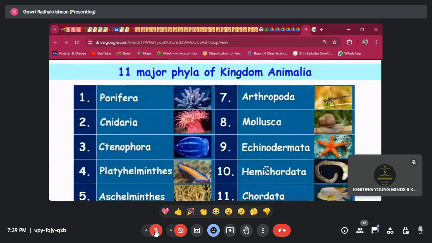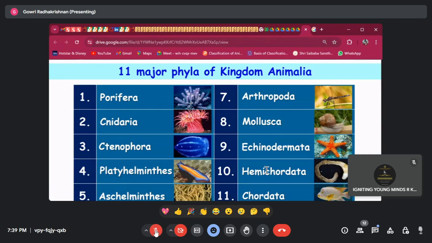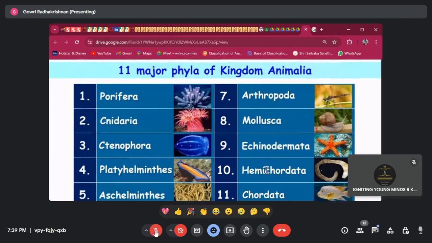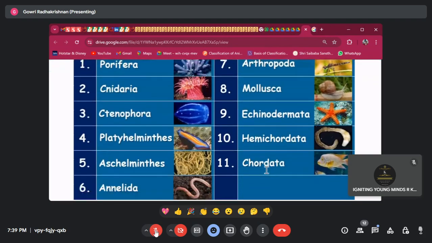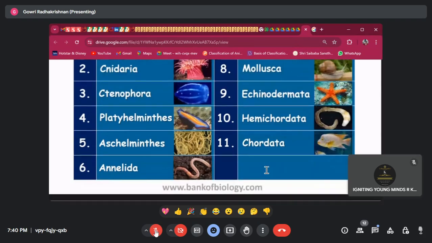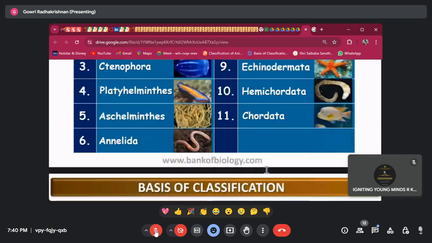Now, the animal kingdom is divided into 11 major phyla. Phylum is singular, phyla is plural. The first one is Porifera, Cnidaria, Ctenophora, Platyhelminthes, Aschelminthes, Annelida, Arthropoda, Mollusca, Echinodermata, Hemichordata, and Chordata. And we will be reading a subgroup in Chordata also. Okay, all right.